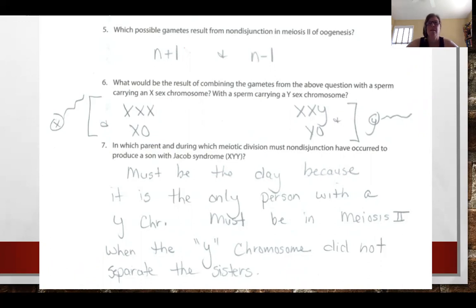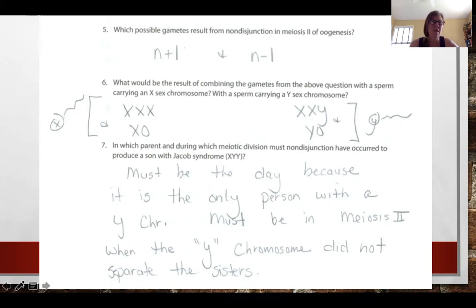but in the case of the side where our sisters did not separate, we'll have one extra or one not enough. And so then it says, well, what would be the result of combining the gametes from the above question with a sperm carrying an X chromosome? So if we had a sperm carrying an X chromosome, right? So we would have our N+1, so we'd have XX, right?